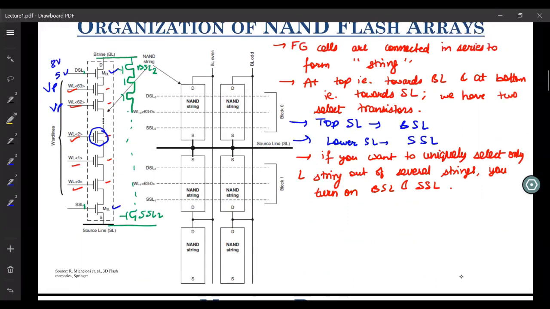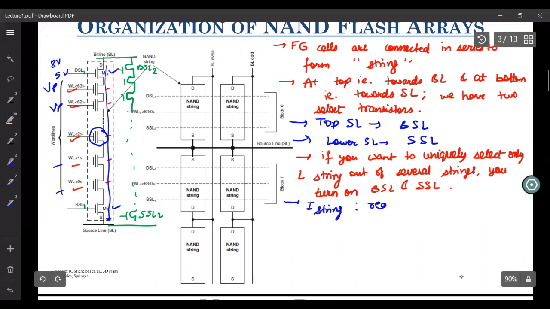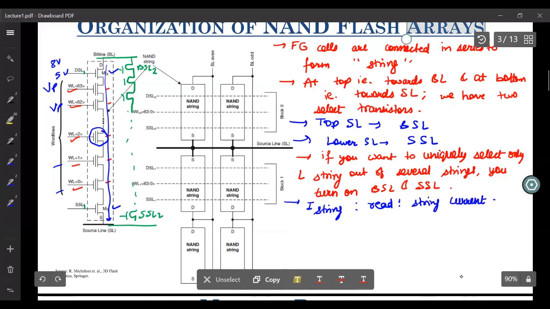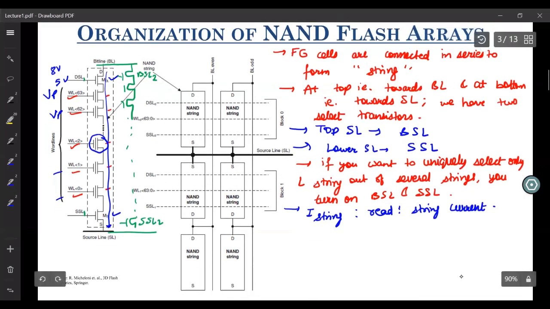You apply VPass to all the others which are in series, just to reduce any impact of their series resistance. And then the current that you read between this bit line and source line, let me write that as well, is the current flowing through the string. So what you read is a string current. And that string current is proportional to the threshold voltage state of whatever cell you have chosen for reading. This NAND string forms the basic element of this NAND array.